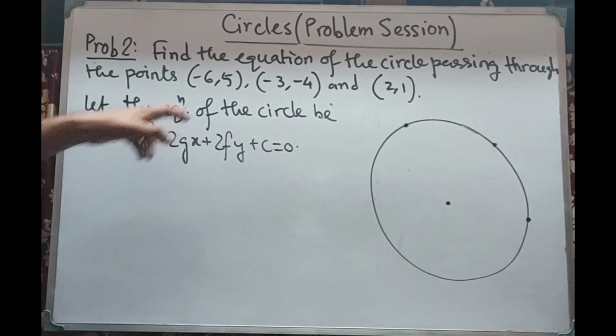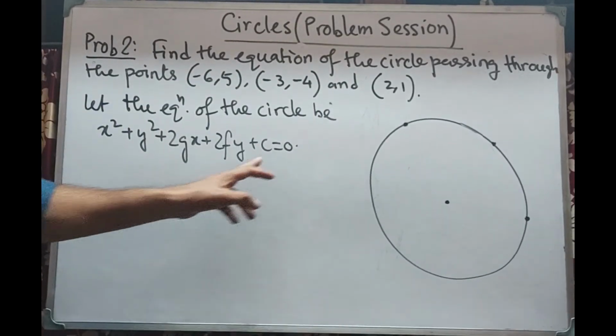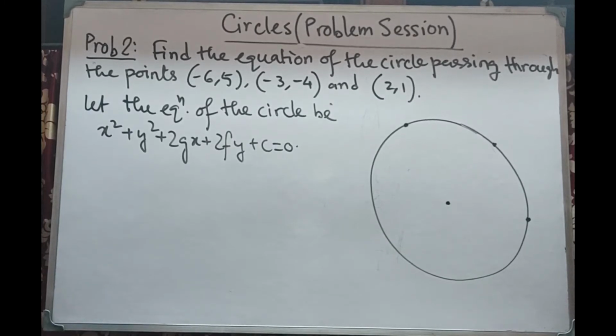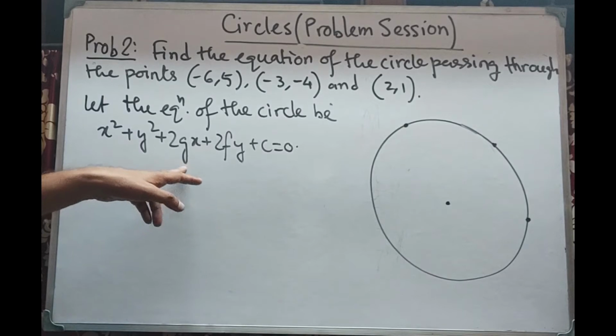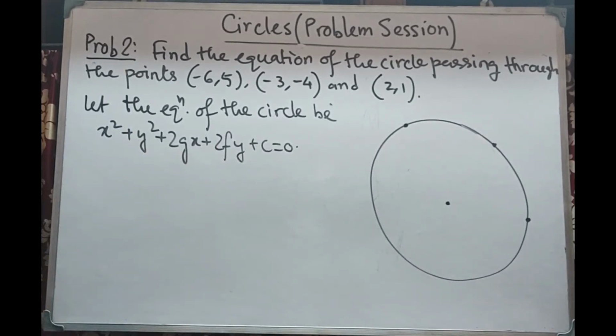You see, there are 3 points given. That means these are the 3 conditions, and in the equation you are having 3 unknowns: g, f, and c. X and y are not unknown; they are variables. They will always be there in the equation of any curve or any line. But whenever you are having such constants like this, these are unknown constants. To determine the equation of the circle, you need to find the values of these unknowns.